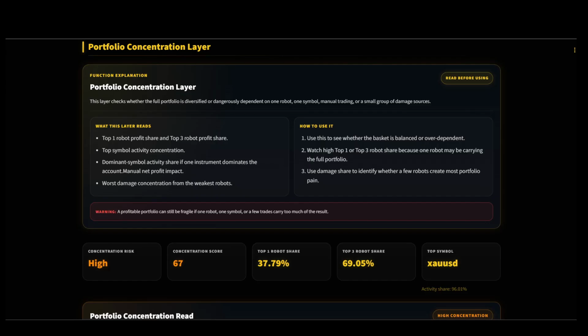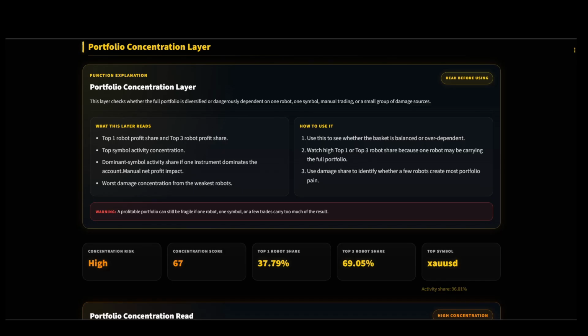And immediately, the workflow starts exposing something very important. Because a portfolio can still look profitable on the surface, while internally being carried almost entirely by one symbol, one robot, or one small cluster of trades. So now the framework begins asking, is the basket truly diversified? Or is most of the portfolio depending on a narrow structural core that creates hidden fragility? And in this example, the workflow immediately detects high concentration pressure.